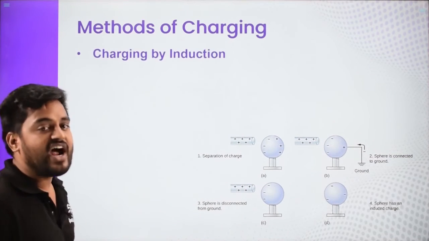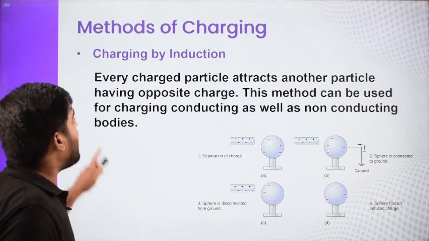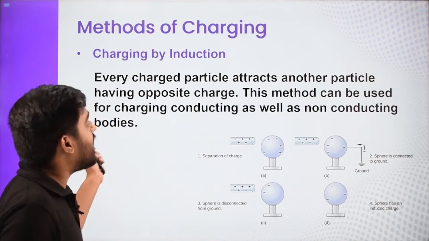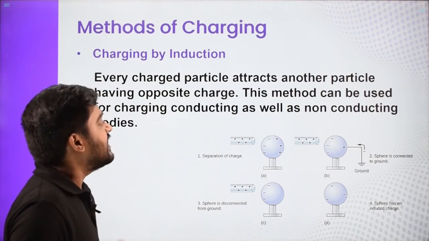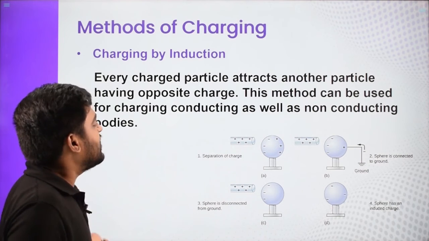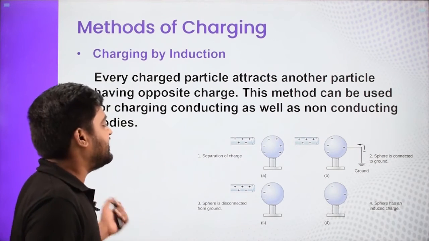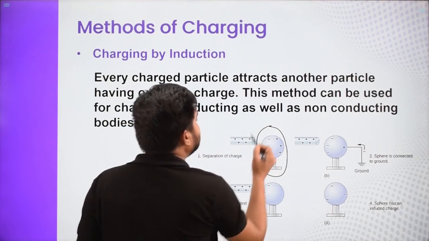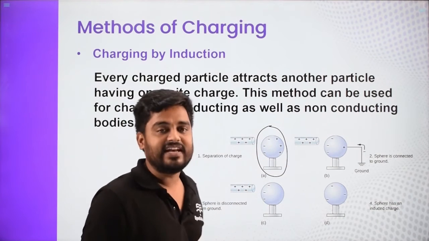Next is charging by induction. Every charged particle attracts another particle having opposite charge. So two opposite charges attract each other, as we had already discussed. This method can be utilized for charging conducting as well as non-conducting bodies. How to do that? First, let us say this is a neutral object. It does not have any charge at all, so there is an equal amount of positive and negative charge.